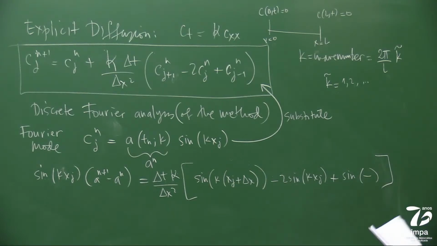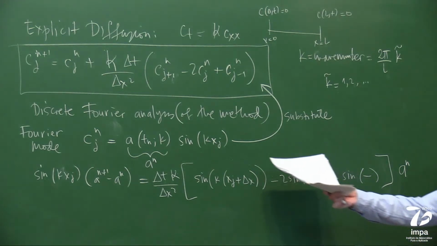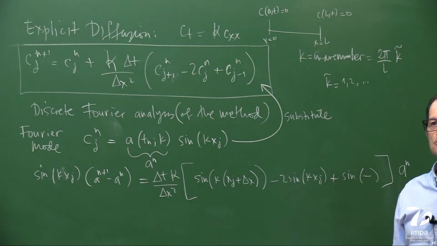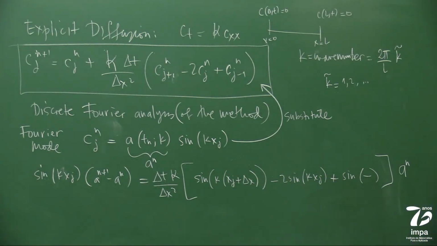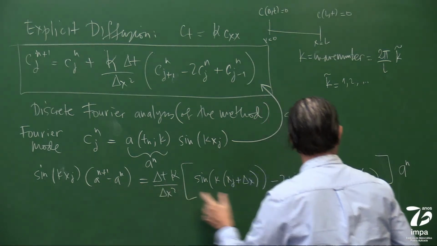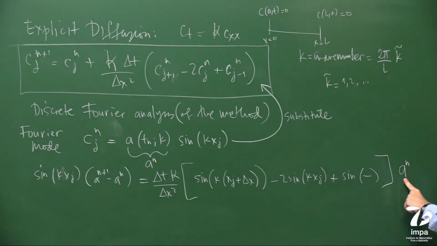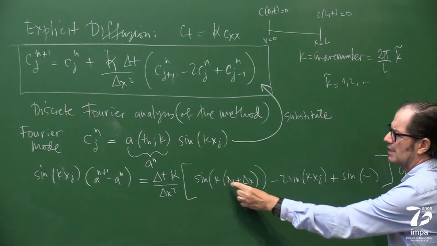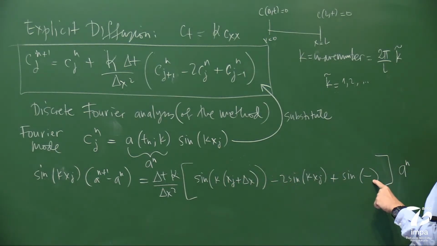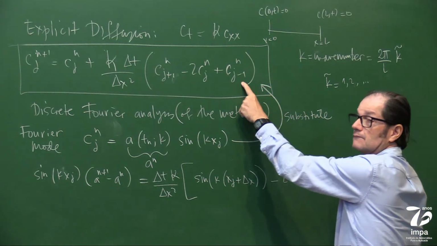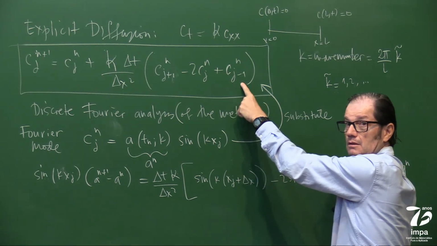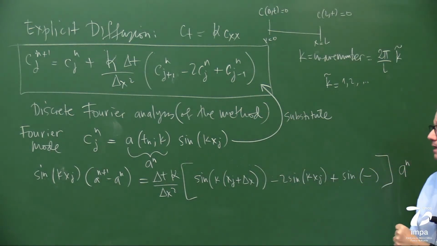So, is there something missing? Yes. When I use the Fourier in space, this is becoming like a discrete ODE for the amplitude, just like when we do a separation of variables. What I'm lazy to write here is just xj minus delta x.